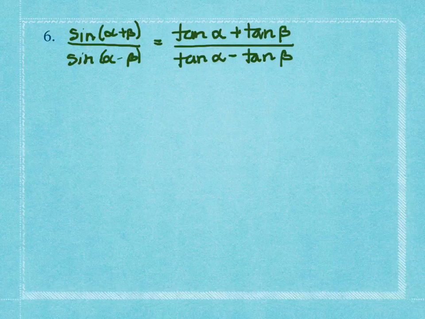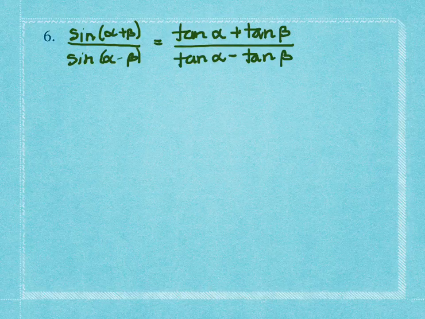All right, it doesn't start out looking so hot. I have sine of alpha plus beta and sine of alpha minus beta on the left-hand side, and I've got some tangents on the right-hand side. You have to decide in your mind right now with me quickly, which side would be the easier one to work with? The left-hand side.